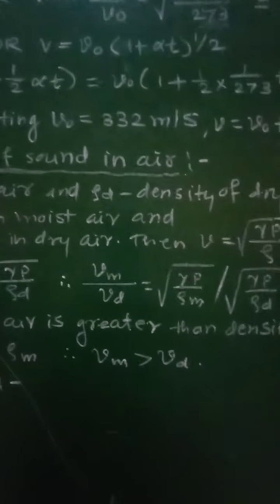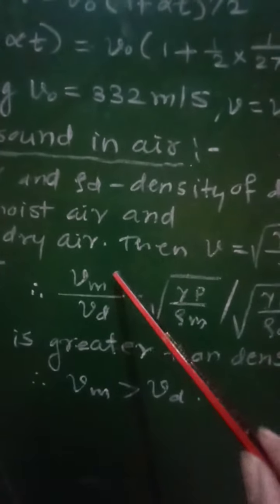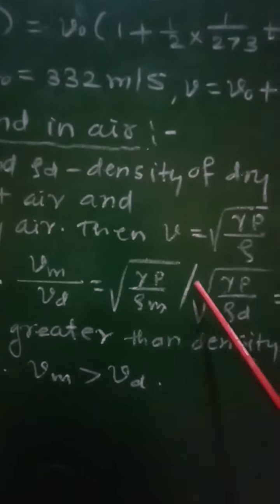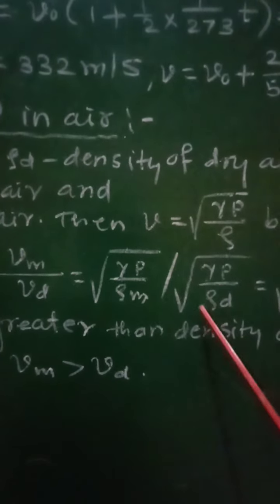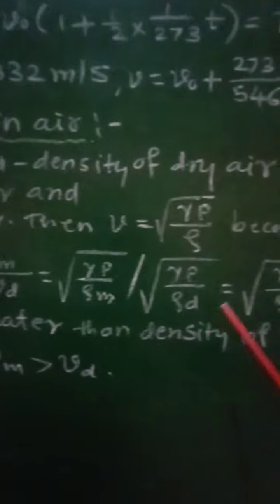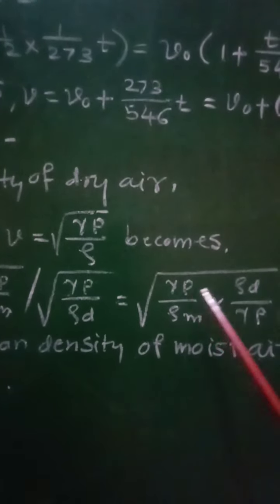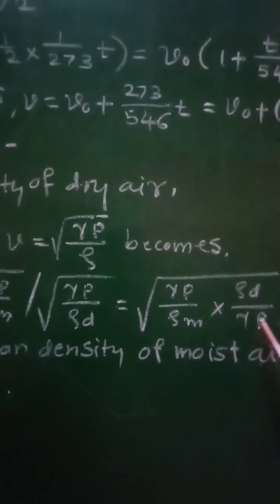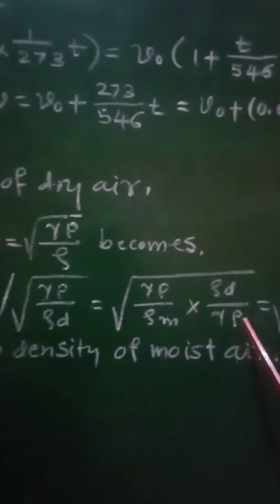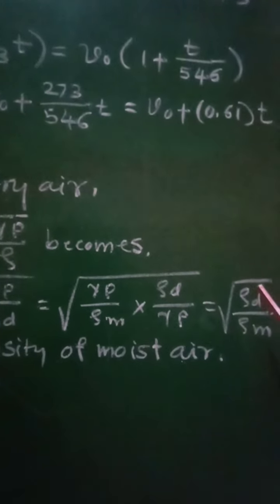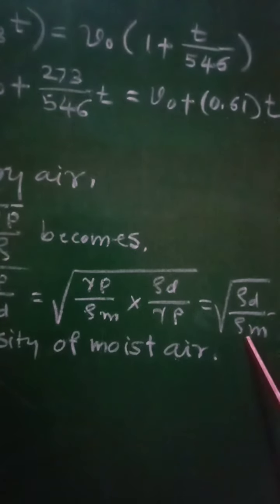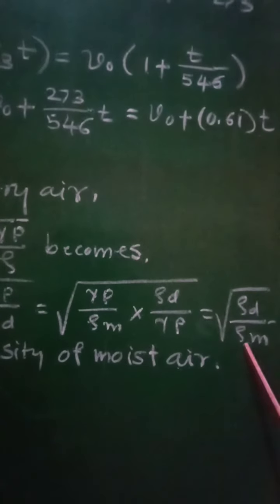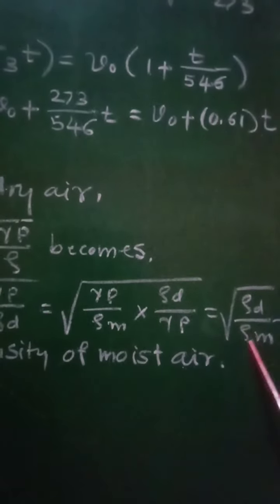Therefore, taking the ratio phi m by phi d, we get square root of gamma p upon rho m divided by square root of gamma p upon rho d. In the form of a product, we can write it as under root gamma p upon rho m into rho d upon gamma p. Gamma p gets cancelled, and only under root rho d upon rho m is left. Therefore phi m by phi d is equal to square root of rho d by rho m.